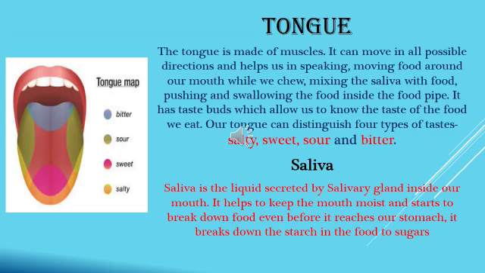Next is saliva. Saliva is the clear liquid secreted by salivary glands inside our mouth. It is made up of water and other chemicals. Saliva helps to keep the mouth moist and starts to break down food even before it reaches our stomach. It breaks down the starch in the food to sugars.